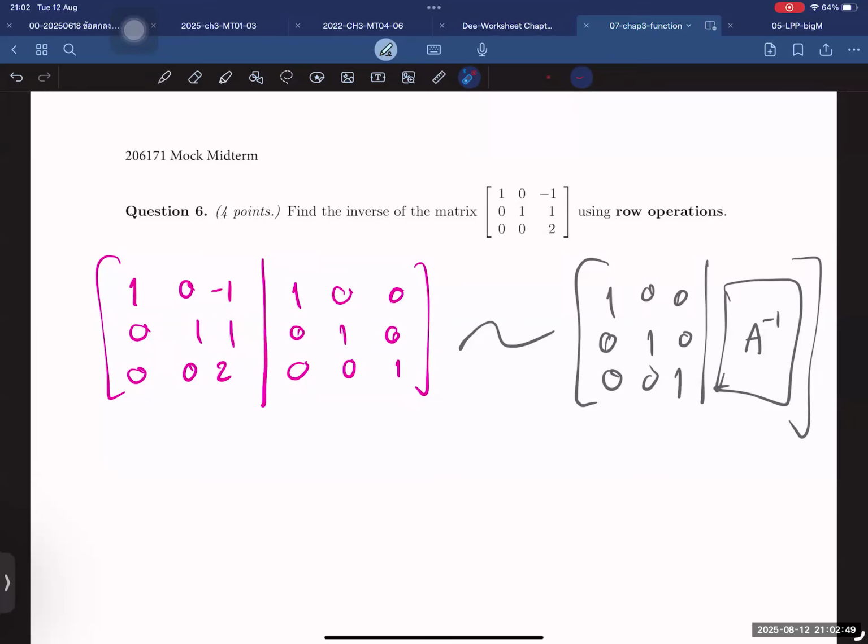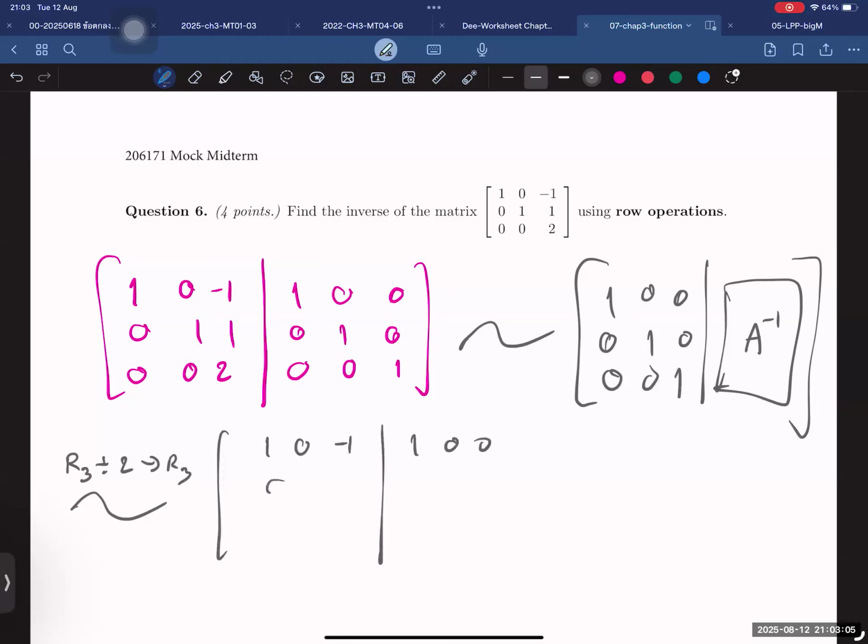That's it. So maybe I show you one step. Maybe we divide the third row by 2 and put it back to row 3. So we got 1, 0, and minus 1, 1, 0, 0, 0, 1, 1, 0, 1, 0, and 0, 0, 1, and 0, 0, 1 half.